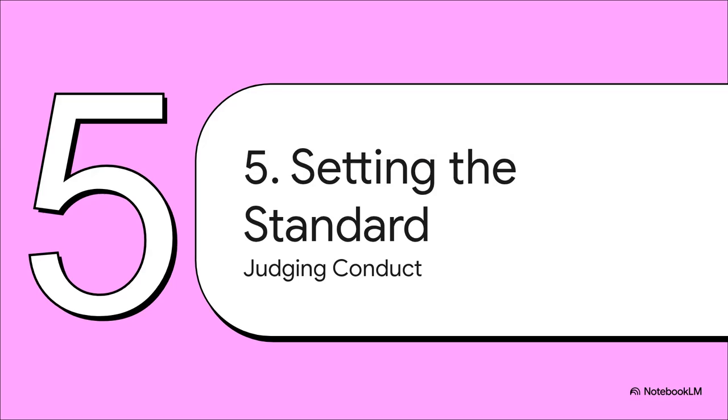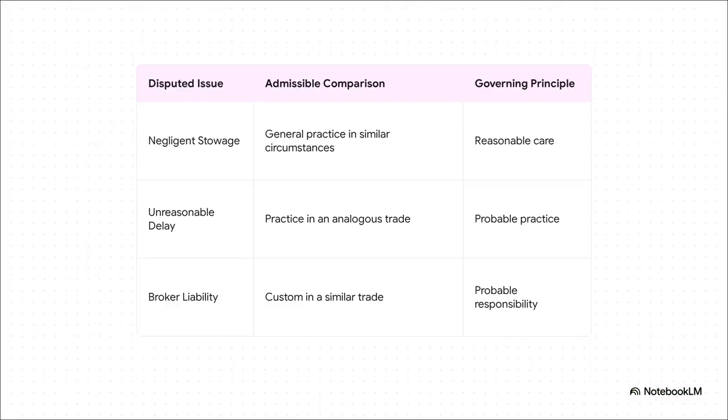All right, our final category, Section 5, setting the standard. Now, this one's a bit different. We're shifting gears because this is absolutely vital in the civil world, especially in cases like professional negligence. It's all about how we judge someone's conduct. Essentially, the court needs a yardstick. It's asking, what is the normal, reasonable standard here?